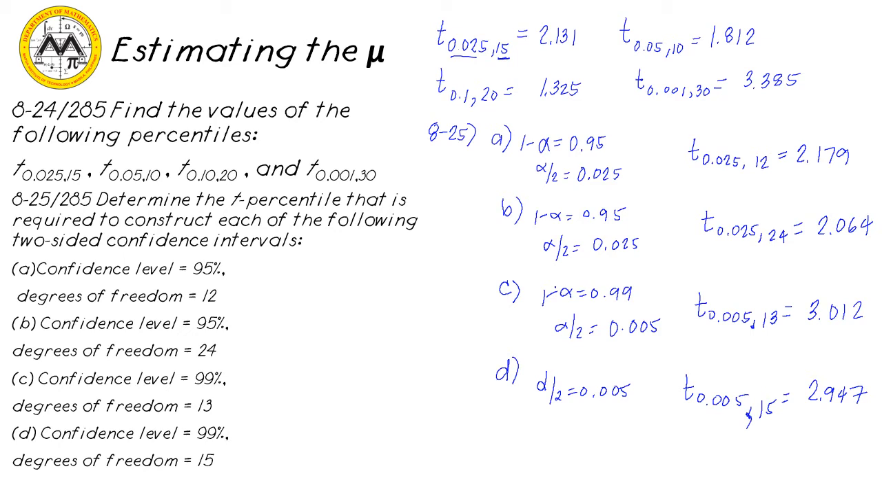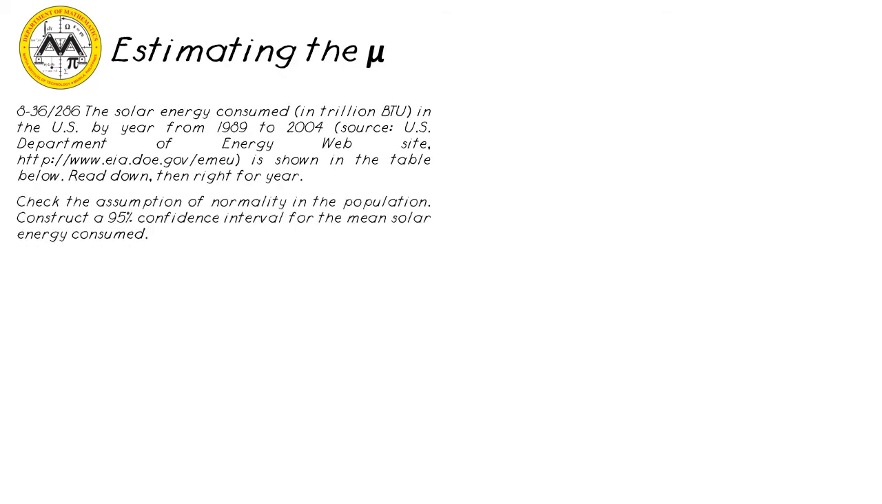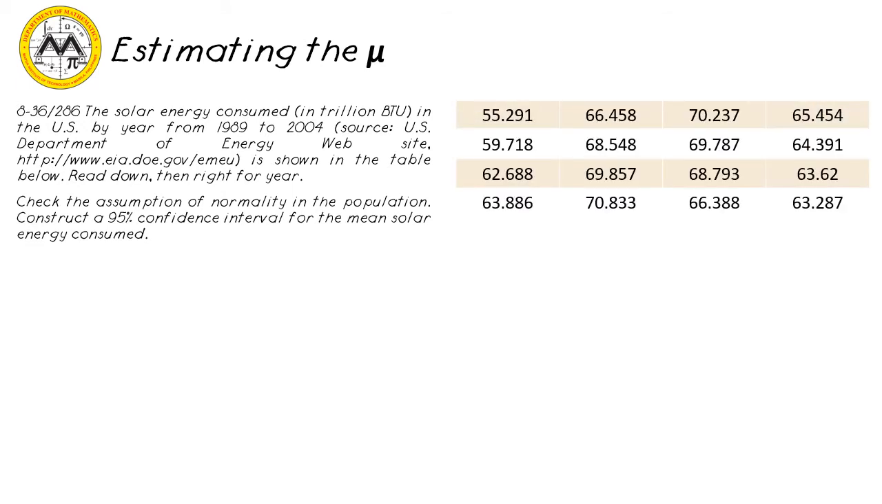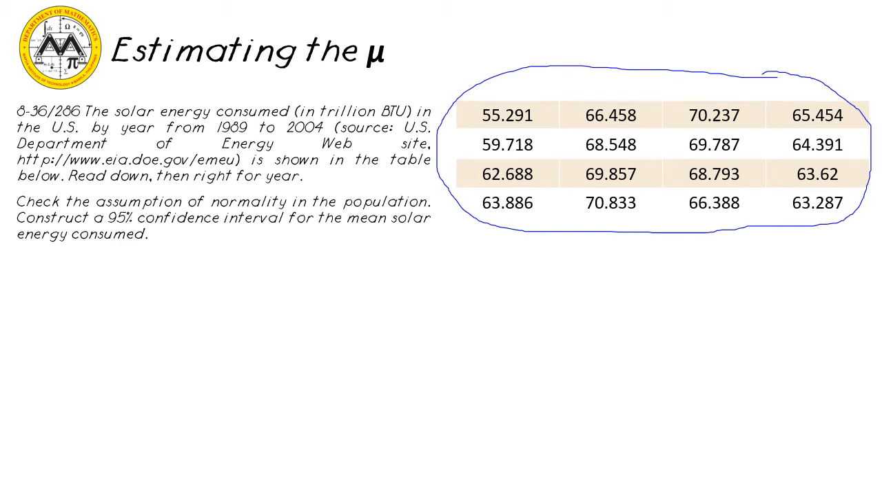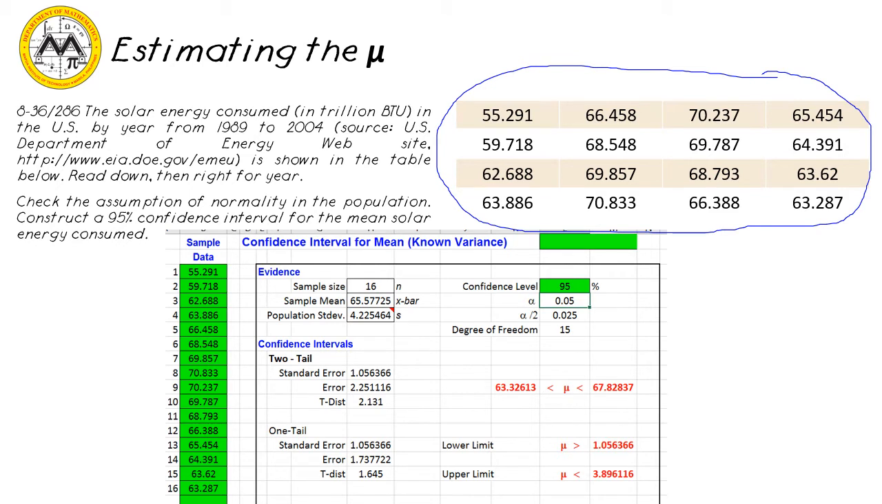Since the values are now ready, we can proceed on solving problems. The solar energy consumed in the U.S. by year from 1989 to 2004 is shown in the table below. Check the assumption for normality in the population. Construct a 95% confidence interval for the mean solar energy consumed. So these are the data. We need to identify the statistical properties of this data set. Upon encoding this data on our solver, we have 55.291 until 63.287.